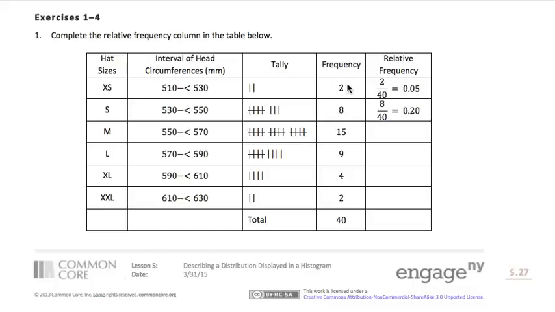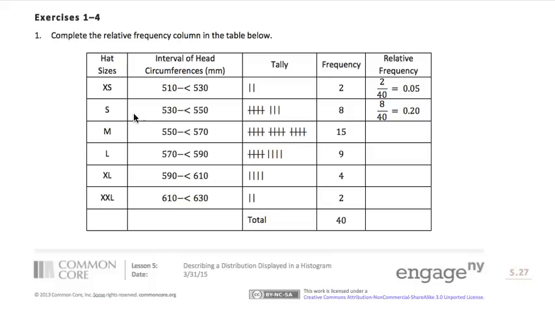So for extra small, we have 2 in our numerator. That's how many people need an extra small. And 40 in our denominator, which was the total number of people who were surveyed or who were going to get a hat. 2 out of 40. And then that was converted into a decimal by dividing the numerator by the denominator. And we have a decimal of 5/100ths.